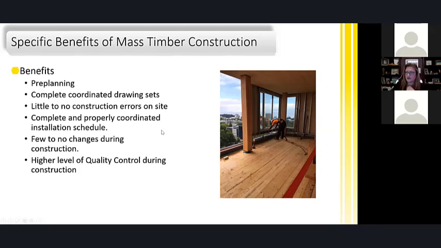There's little to no construction errors on site simply because we actually have something to build from that nobody has to interpret. There's no interpretation. It is what it is. The document tells you what you're building. And you have a complete and properly coordinated installation schedule.